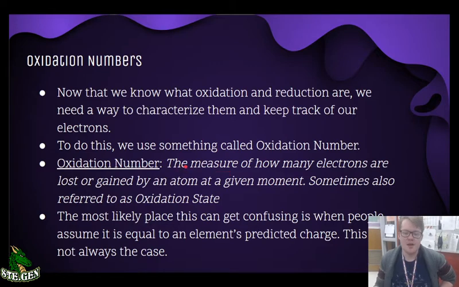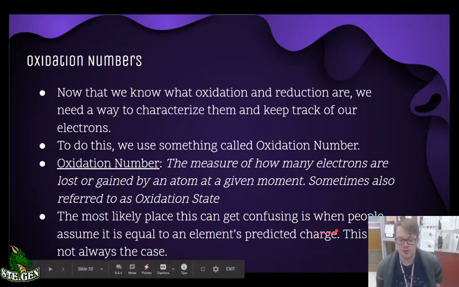Oxidation number is the measure of how many electrons are lost or gained by an atom at a given moment, at a specific moment in time. It's sometimes also referred to as an oxidation state. The most likely place this gets confusing is when people assume that it's equal to an element's predicted charge. This is not always the case.